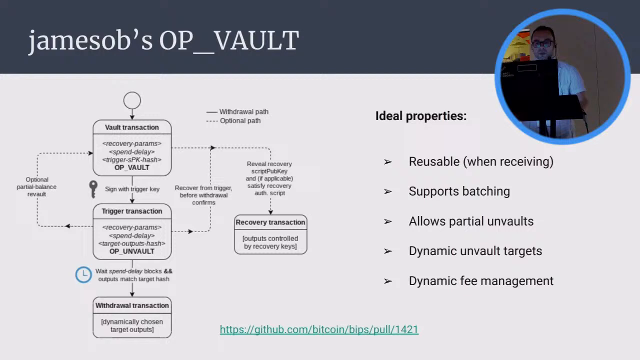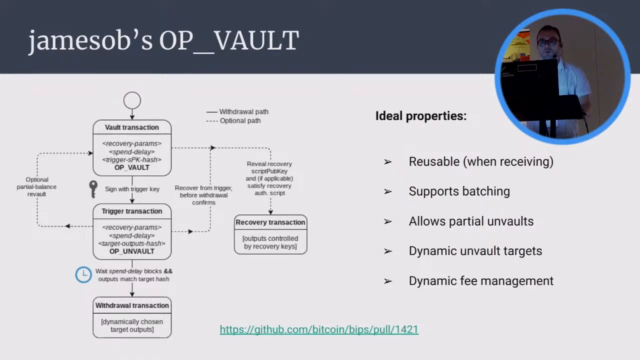Well, we want to be able to have reusable vaults, so if you receive multiple UTXOs to the same address, you should be able to use all of them. You should be able to support batching, ideally, so you should be able to spend multiple inputs from the same vault in the same transaction, but even better if you can batch these together with other transactions, because it also helps with fee management, for example.